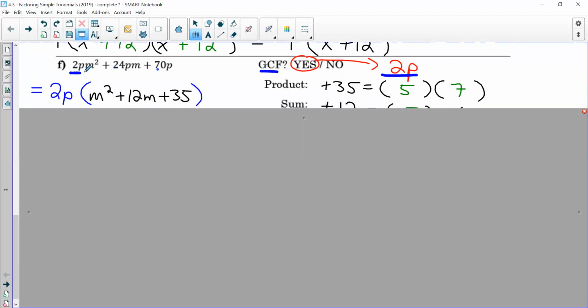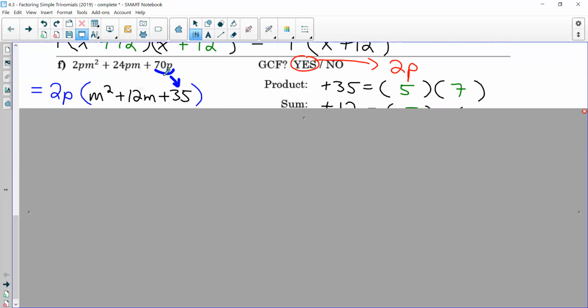So 2p is your greatest common factor. And the remaining portion that wasn't part of the commonality is m squared. The 2 and the p were removed as the common part here, leaving 2 times 12 m, and then the 2 and the p were removed here, leaving the 35.